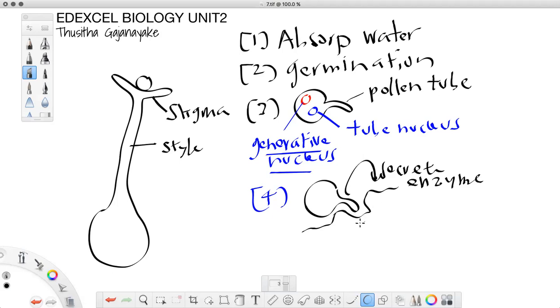After they digest the tissues, they benefit in two ways. One is they get the nutrition. Second one, space. Nutrition to grow and space to make this pollen tube go deeper into the stigma and the style. After a while we can notice this makes a long pollen tube like this.